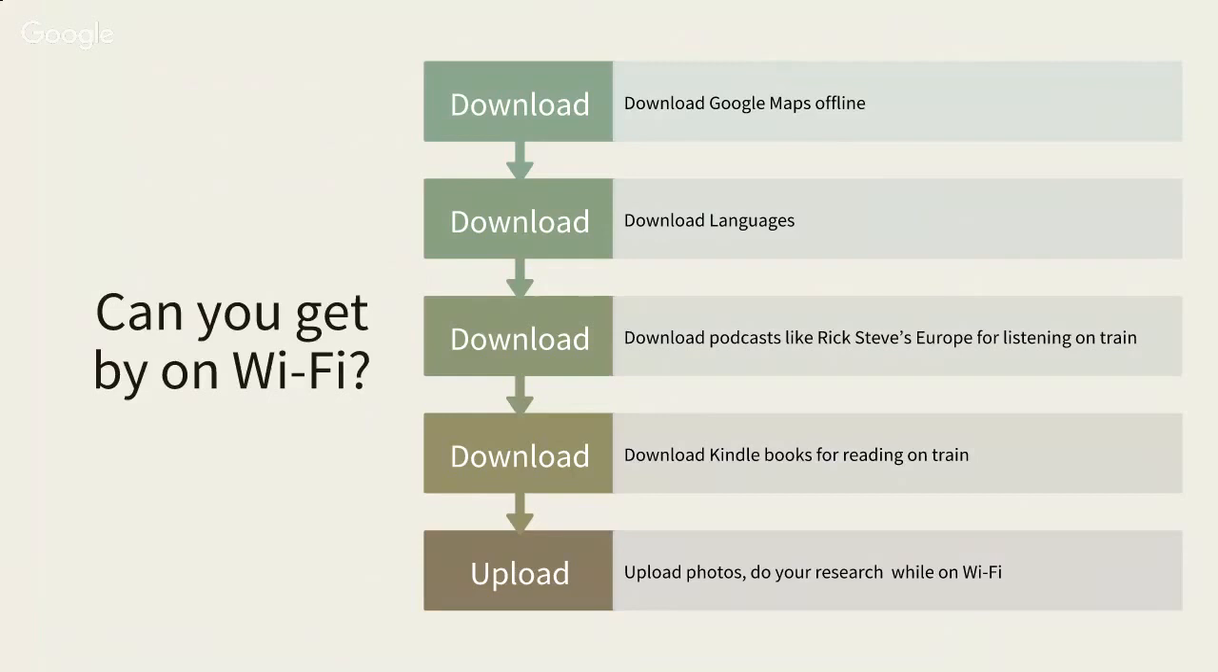So you can download a section of Google Maps and have it available offline. You can download the language for the country you're in. You can download entertainment like podcasts. We listened to a lot of Rick Steves Europe podcasts. They're great. You can download Kindle books for reading on the train. And then realize that to upload photos or do your research, you just have to wait until you're at your hotel with good Wi-Fi.